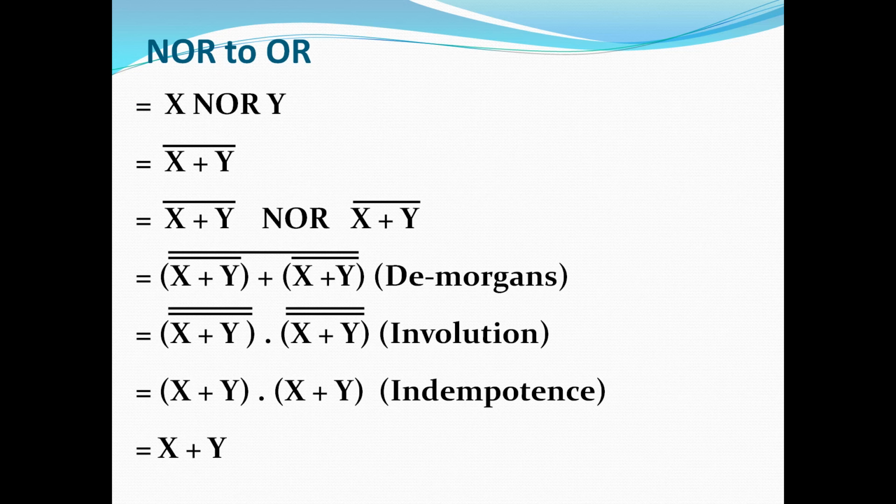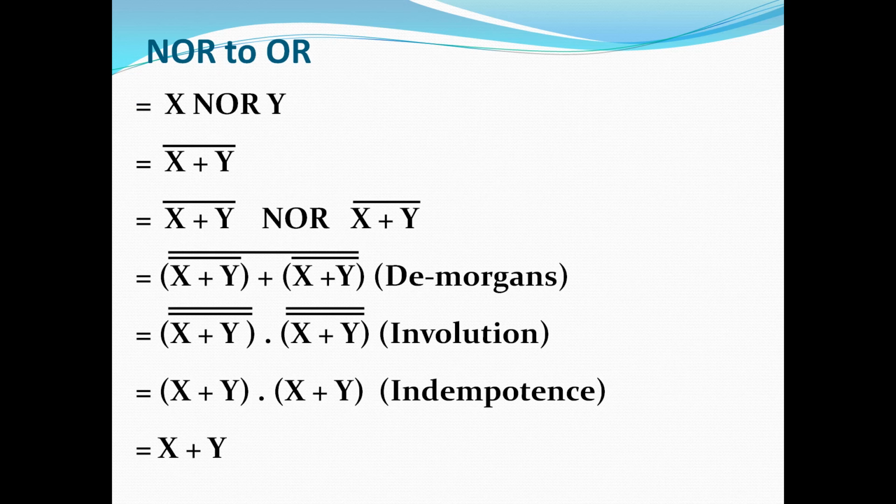The output of the first NOR gate is given as the input of the second NOR gate. So it will be (x plus y) whole dash NOR (x plus y) whole dash. If you apply the NOR operation, that will be ((x plus y) whole dash plus (x plus y) whole dash) whole dash. Remember, you have to read it like this, because we apply the NOR operation.